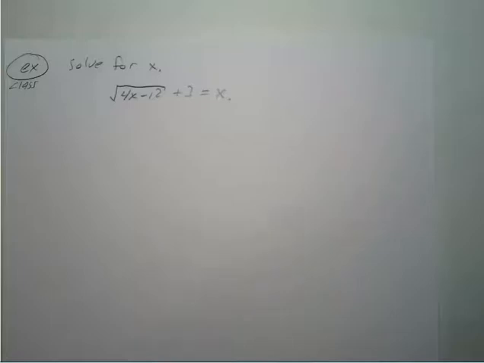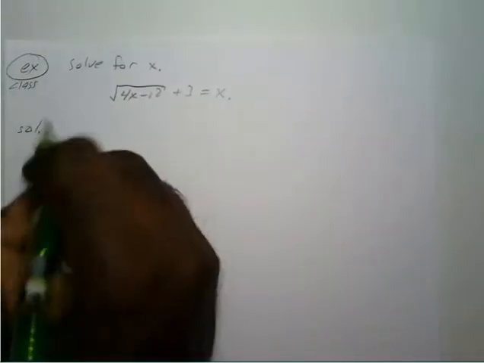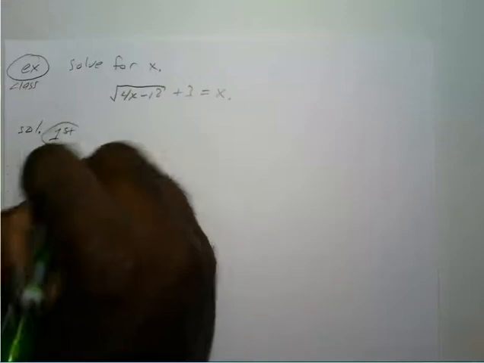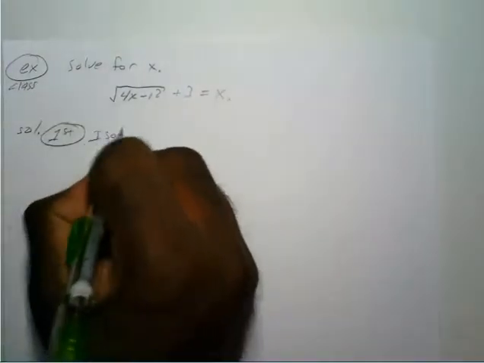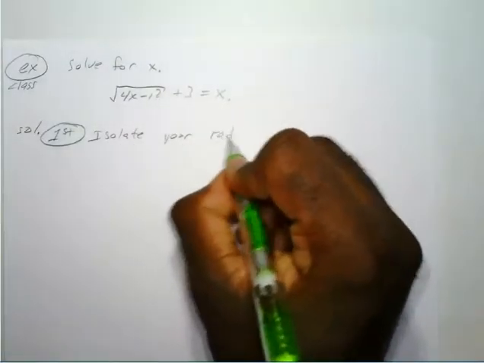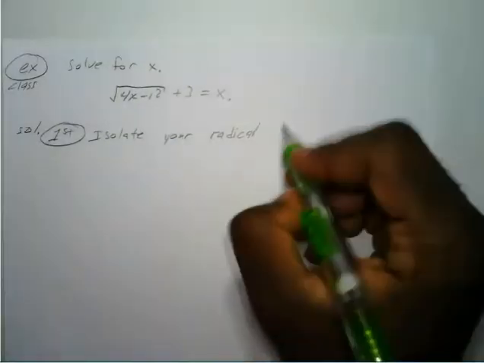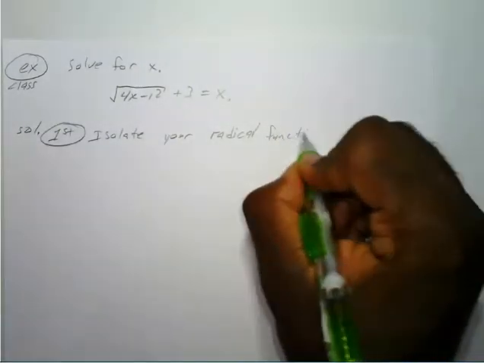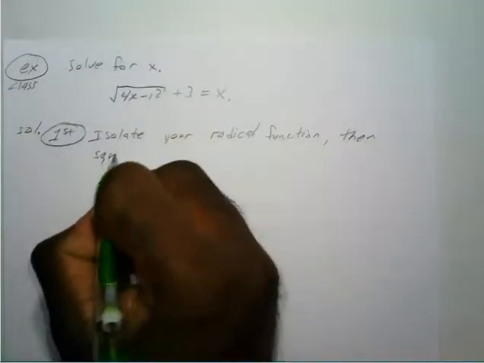All right, so I'm assuming you've pressed pause and you've already worked this one out. So let's go ahead and verify your answer. Okay, now remember the first step from the previous example is that you want to isolate your radical or root function, then square both sides.